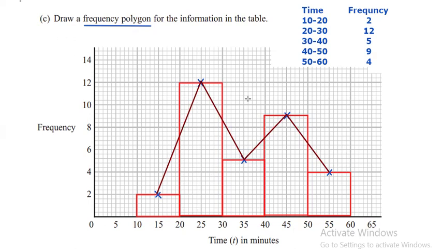So focus on the idea that we did. First, the information that we have here, we used it to make a bar chart like this. And then we found the midpoint of each bar. And then after that, we connected all the midpoints together to make a frequency polygon. And this is how you answer a question like this.